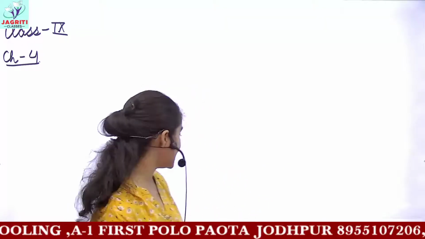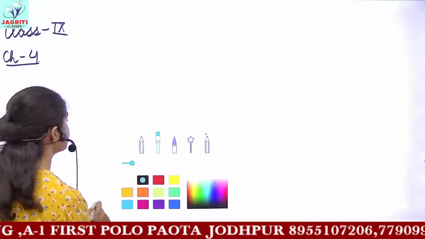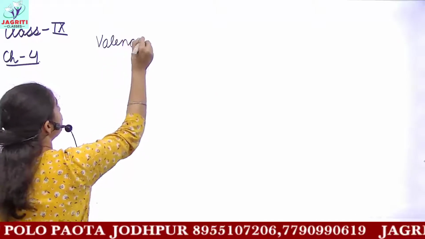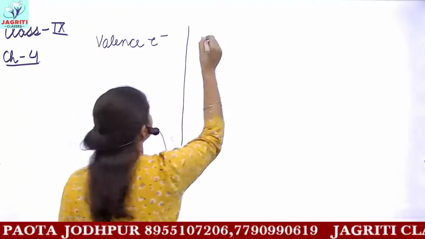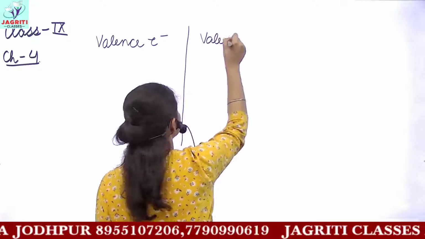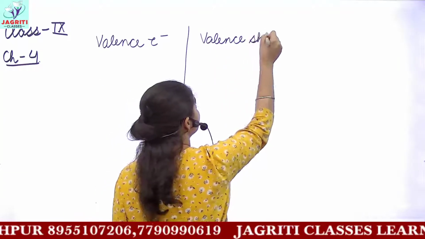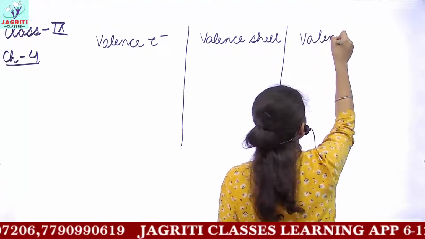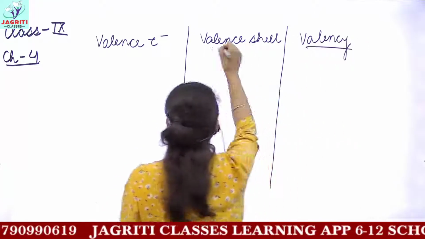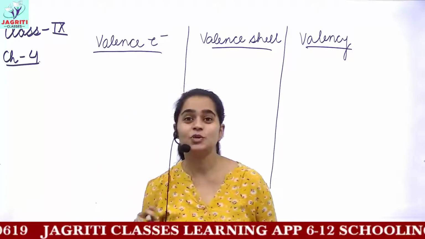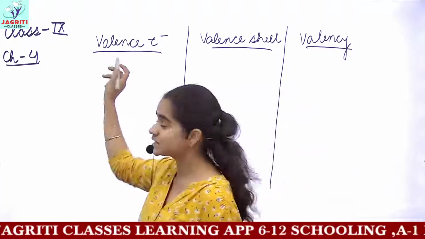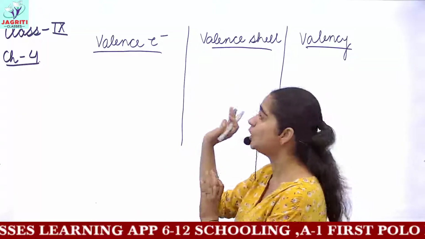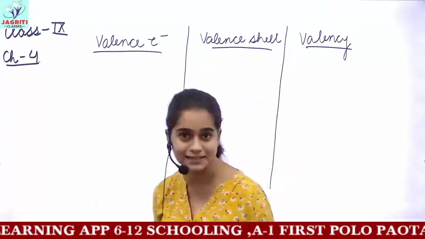Okay, so we'll start today's class with some of the most important and confusing terms, which are valence electron, valence shell, and a topic called valency. These are interlinked topics which we are going to study. The first term is valence electrons. What do you mean by valence electrons? I have also discussed this in your previous classes.